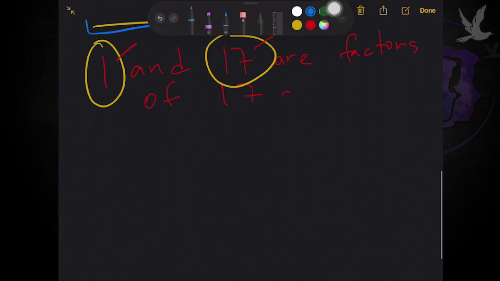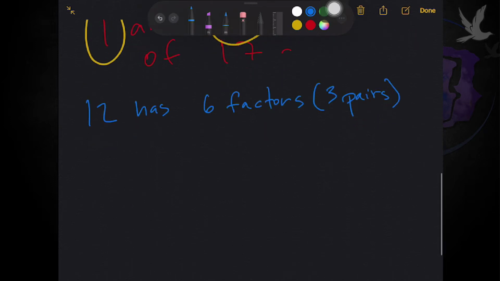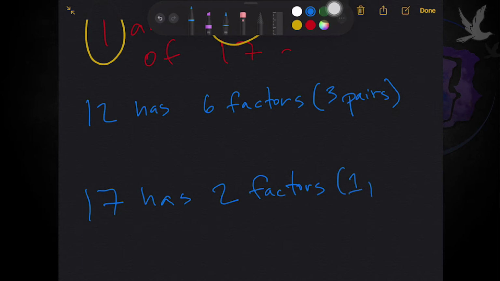For 12, I'll just write it here. 12 has 6 factors, or we can say 3 pairs. Okay, let me just fix that. 3 pairs. While 17 has two factors, or one pair. Okay?